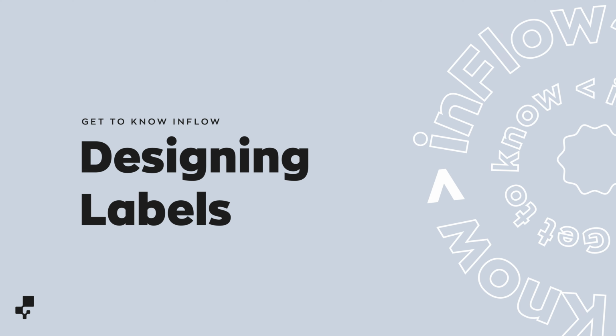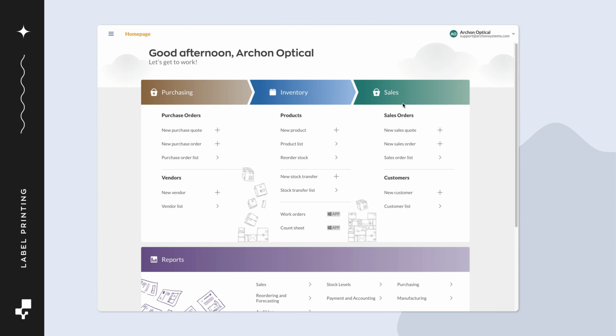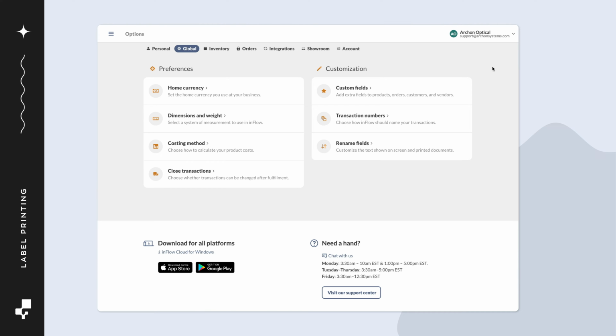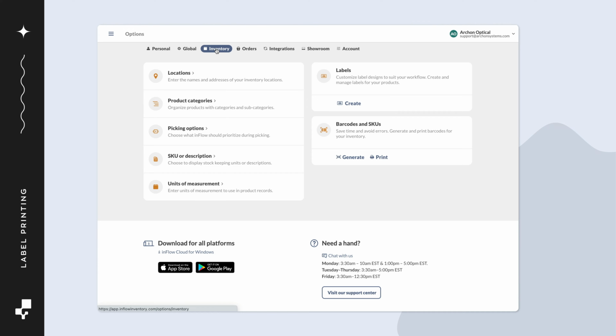Alright, let's get started with designing labels. The first step for printing product labels in Inflo is to design a label template. Open Inflo Cloud and click on your username at the top right-hand corner of the screen. Then click on Options. From here, click on the Inventory tab. Under Labels, click on the Create button.